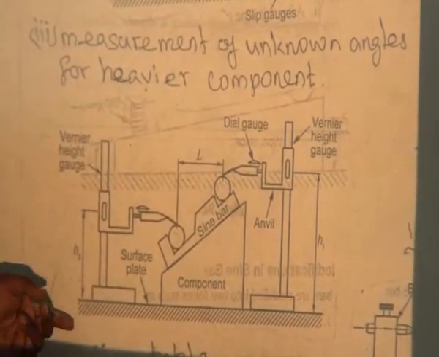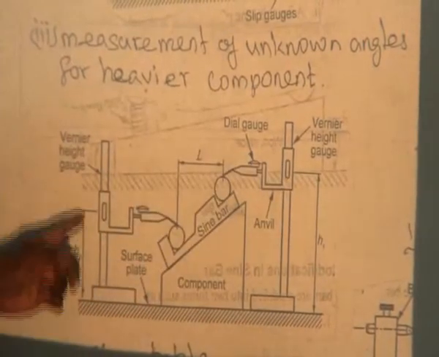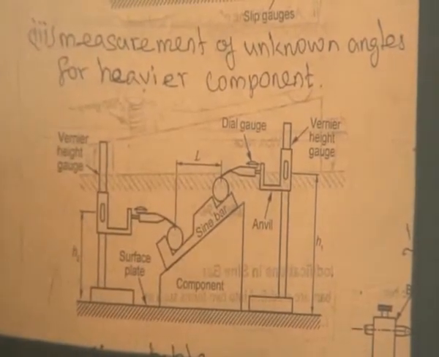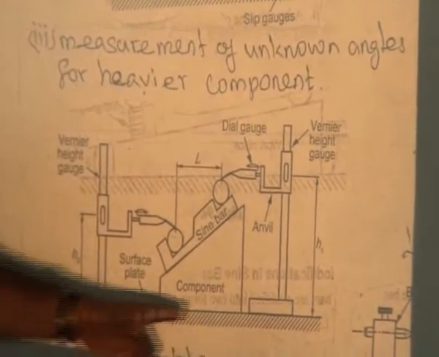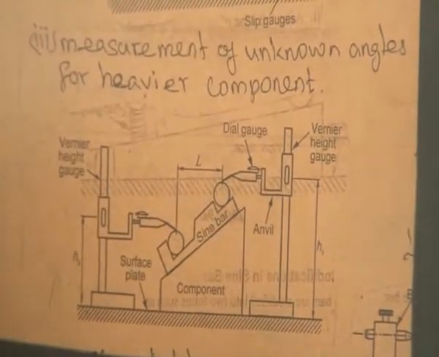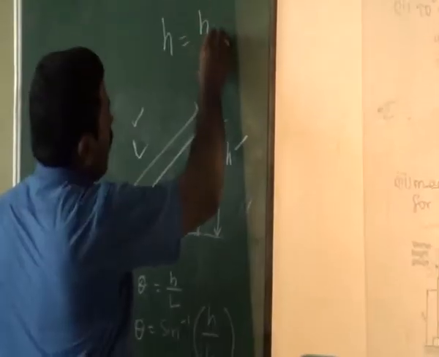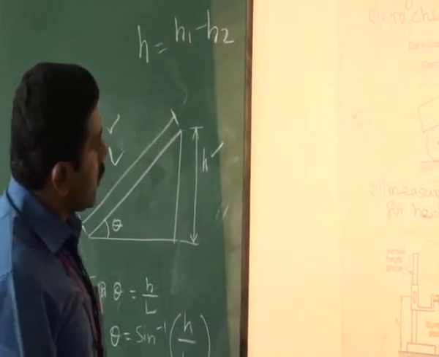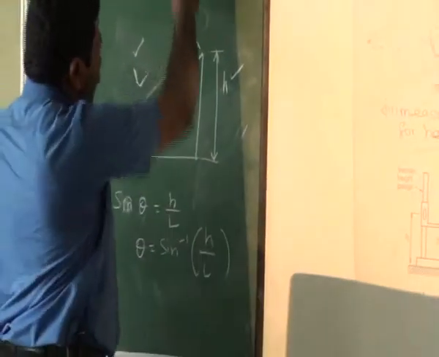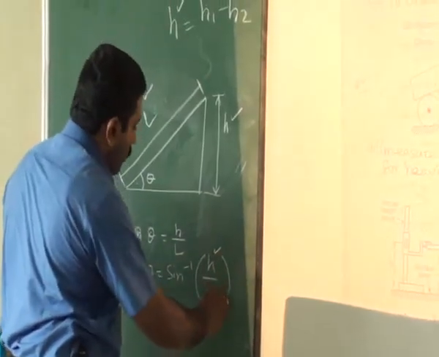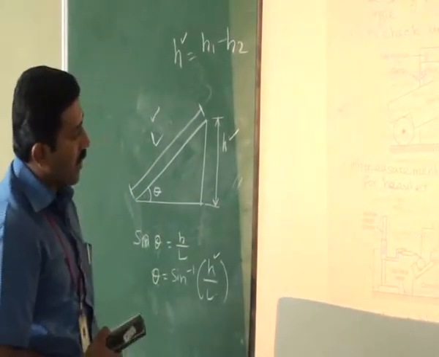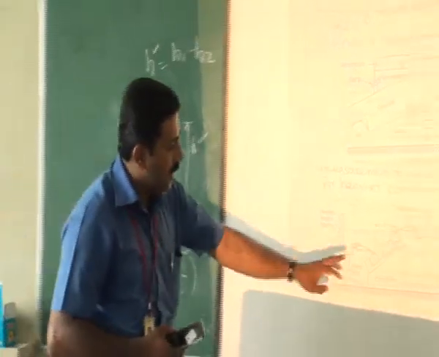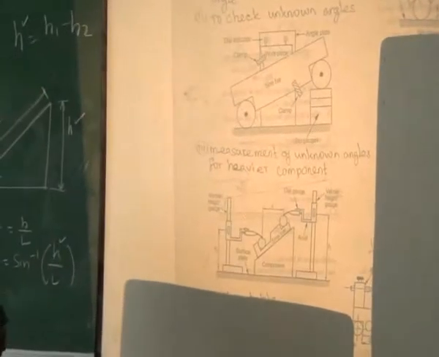Now we are getting one value from H1 and then H2. We need only the H value. What is the H value? H1 minus H2. H1 minus H2, we are getting the H value. Then we have to substitute it in this formula: H divided by L, we are getting the inclination theta. Then find out this one.